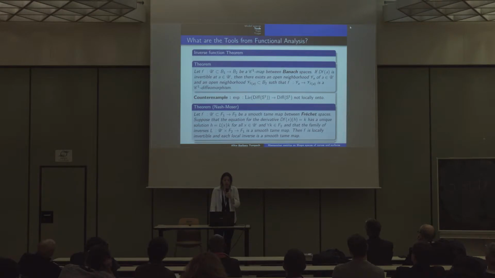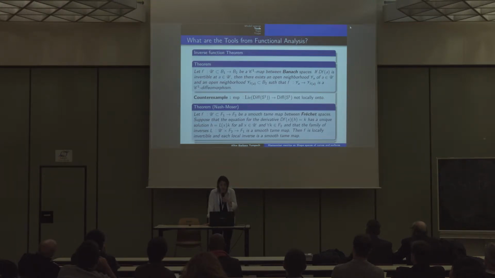the set of smooth vector fields on the circle, so the Lie algebra of the group of diffeomorphisms of the circle. So let me say again, the exponential map from the Fréchet Lie group Diff(S^1), which is not locally onto. And you know that in this case, the differential is just the identity.